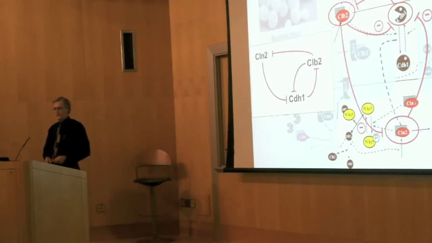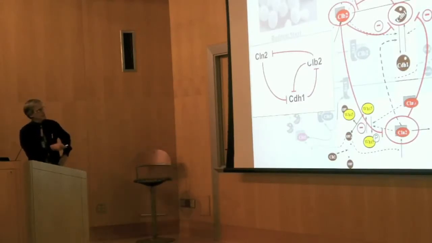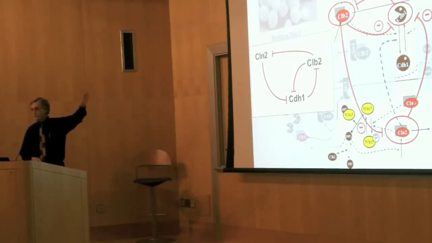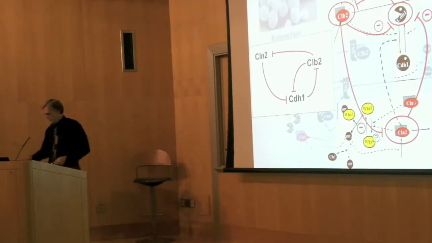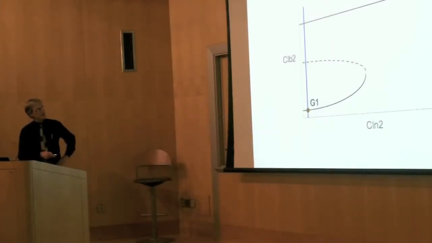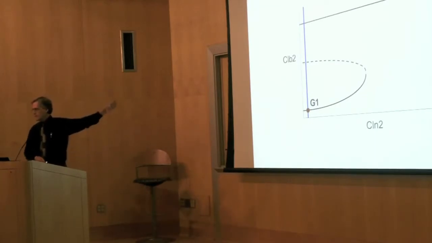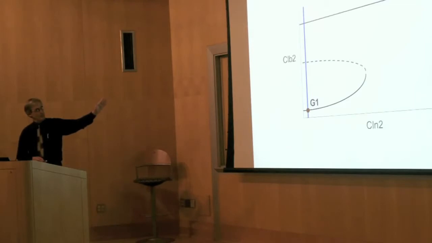Well, what's that doing? I want you to remember this. I want you to remember that CLIB2 inhibits CLIN2. CLIB2 knocks down CLIN2. So when CLIB2 is high, CLIN2 has to be low. Okay? We need that. Here's the bifurcation diagram for the CLIB2 activity as a function of the CLIN2 level. Now, remember that this is like the bifurcation diagram that I showed you earlier, except it's only half of a toggle switch instead of a whole toggle switch. That's important. We just have half of the toggle switch.